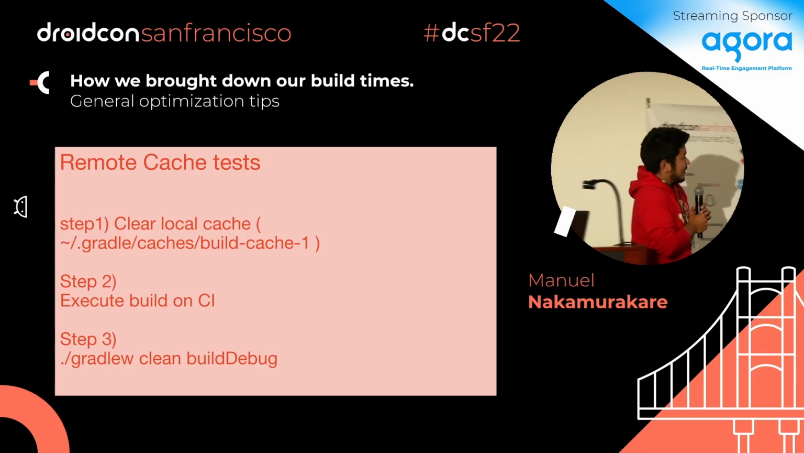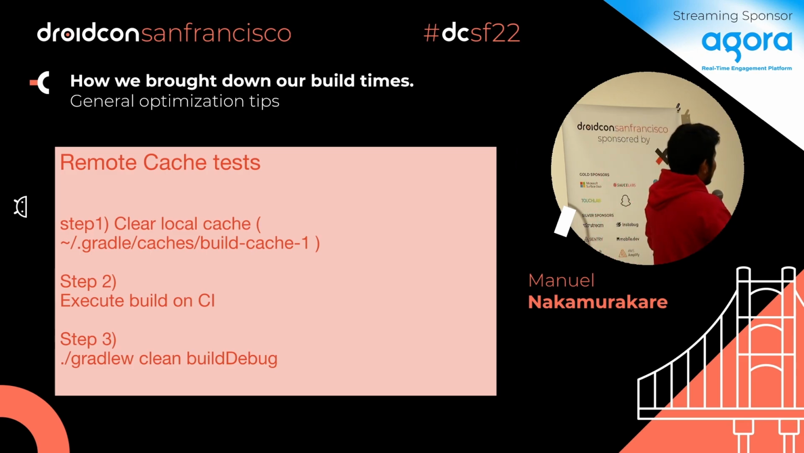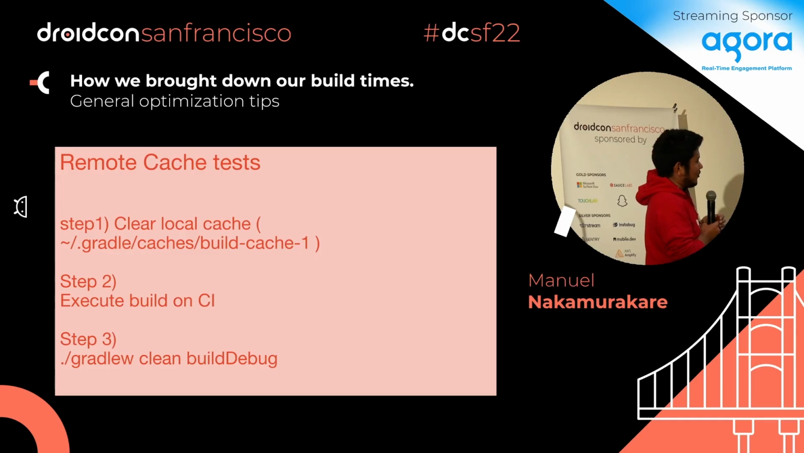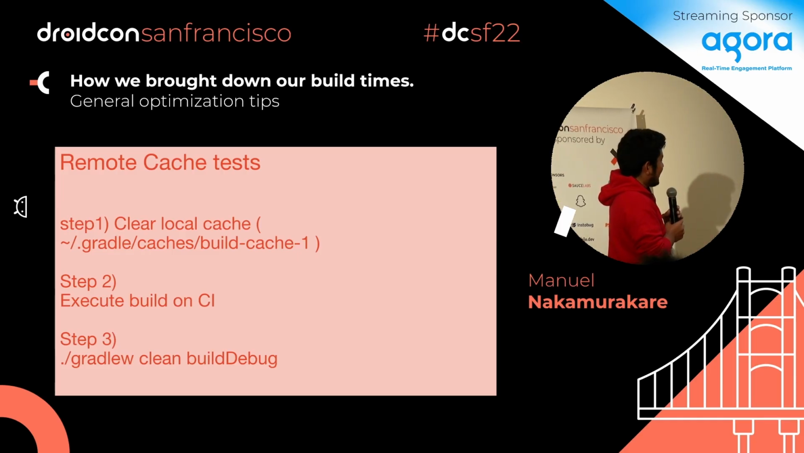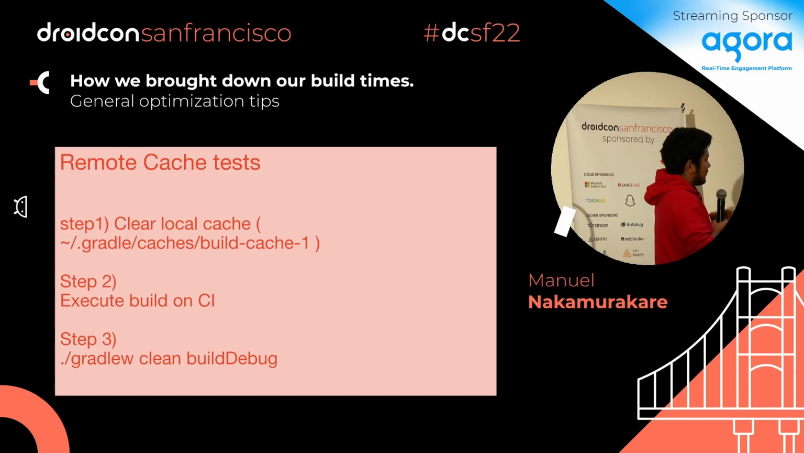And in case you have a remote cache, this is how you can test it to make sure that it's working as expected. The first step is you want to clear the local cache. On the second one, you want to make sure that you execute a build on CI first, and make sure that it finishes so that all the cache entries are available on the remote cache. And then on the third step, you want to build locally. Again, do a clean build so that the incremental cache is not interfering.